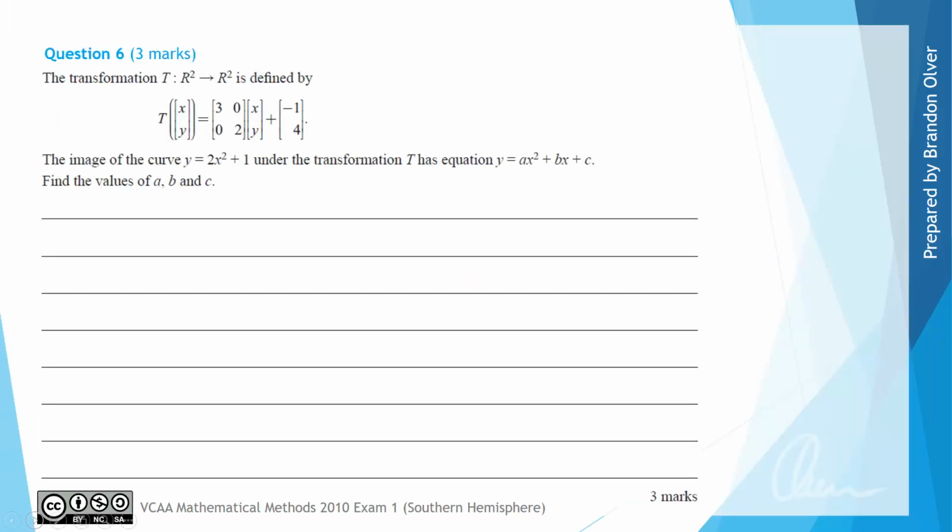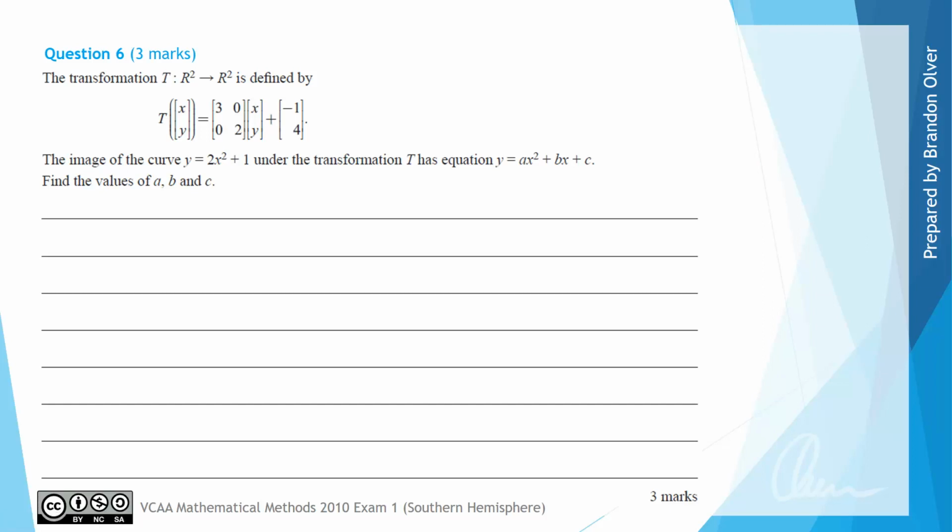So for question 6, we're told that the transformation T maps from R2 to R2, which just means that we're on a Cartesian plane, and it's defined by the following matrix equation. And the image of the curve y equals 2x squared plus 1 undergoes the transformation T, and that gives an equation in the form y equals ax squared plus bx plus c. And we're asked to find the values of a, b and c.